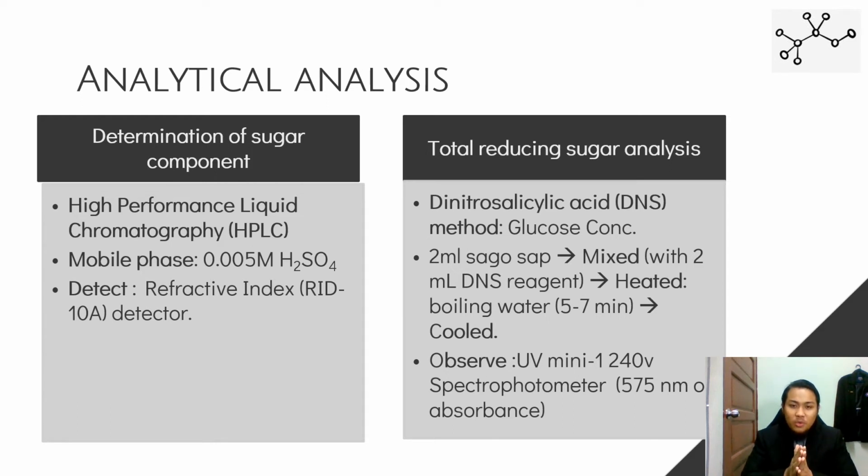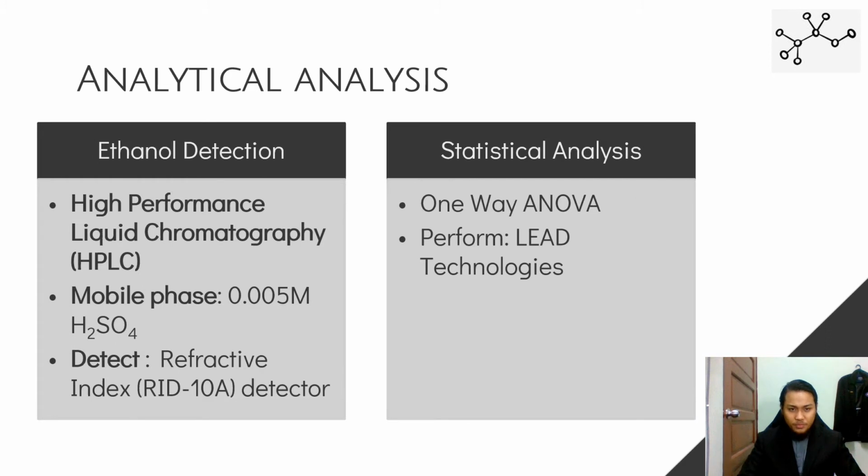The second is total reducing sugar analysis, performed using the DNS method, where Sago sap was mixed with 2 ml of DNS reagent, heated in boiling water, and cooled. It was then observed using a UV mini spectrophotometer at 575 nanometers of absorbance.